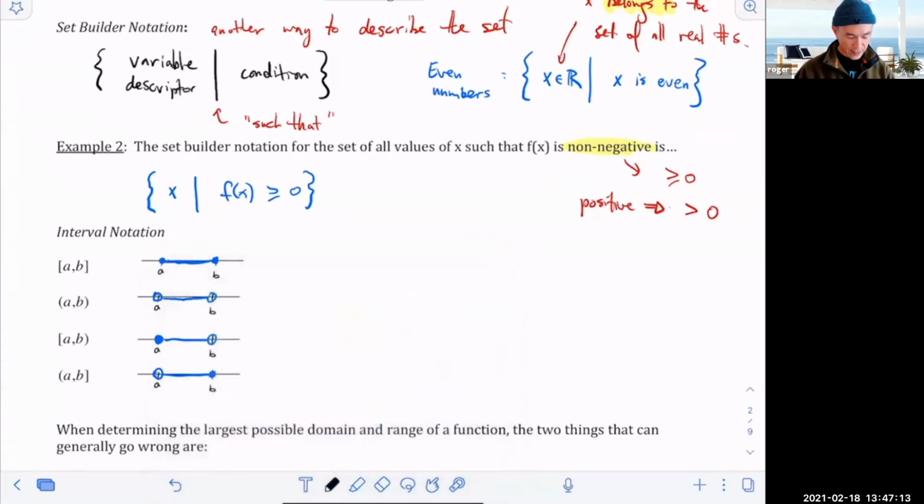I could write this as a less than or equal to x less than or equal to b. I could do a less than x less than b. I could do a less than or equal to x less than b, and I could do a less than x less than or equal to b.